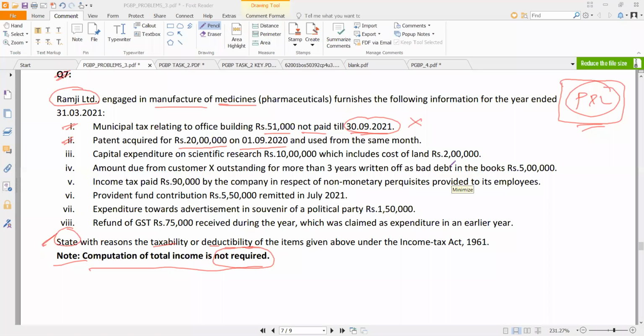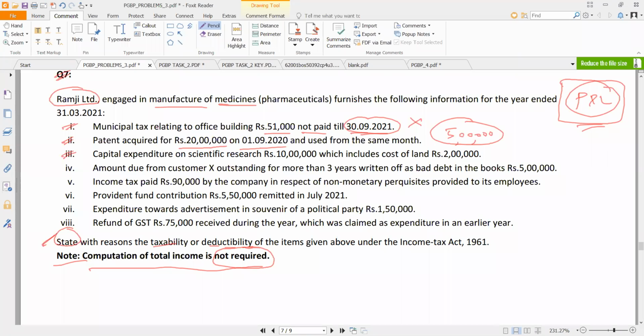Under section 32, 25%. So 25% of 20 lakhs means 5 lakhs is deductible under section 32. That is the amount, the final answer. 5 lakhs rupees to be deducted. 25% is the rate of depreciation.